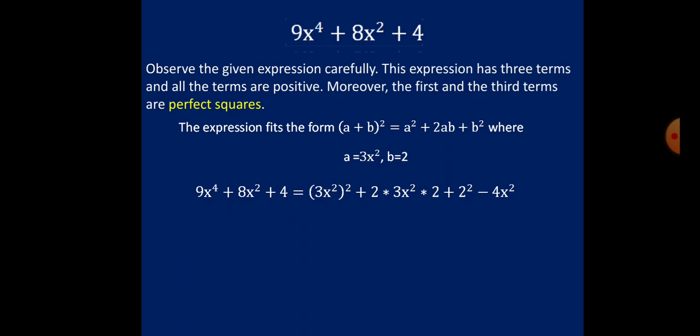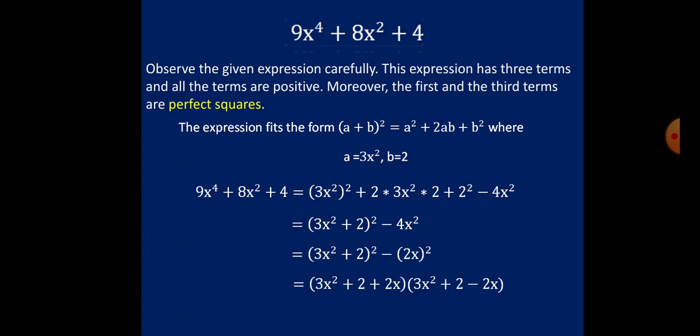As you can see, 9x to the power 4 is written as (3x squared) whole squared, plus 2 times 3x squared times 2, plus 2 squared. In the middle term, 2 times 3 times 2 is 12, but we had 8x squared, so we have subtracted 4x squared. As the first three terms can be expressed as (a plus b) whole squared, we have written it as (3x squared plus 2) whole squared minus 4x squared. Now again it fits into another identity, a squared minus b squared. So we have (3x squared plus 2 plus 2x)(3x squared plus 2 minus 2x).